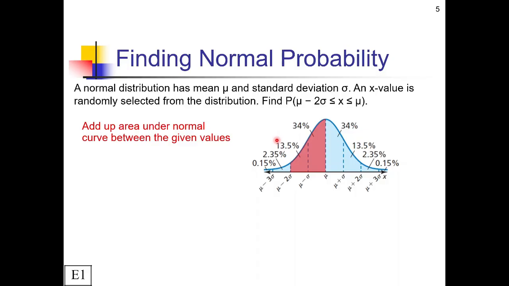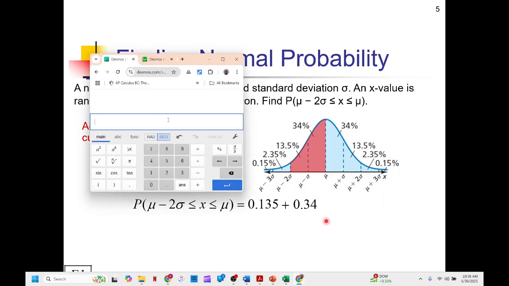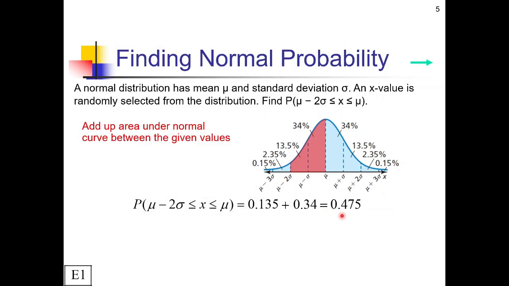So that's going to be 13.5, or 0.135 if we turn that into a decimal, plus this would be 0.34. And then just adding those together, let's see what we get. I'll do this on my calculator just to make sure I don't mess this up. I'm having a little humility. So we have 0.135 plus 0.34, and that comes out to 0.475. So that means there's a 47.5% chance that this x value falls within this given region.